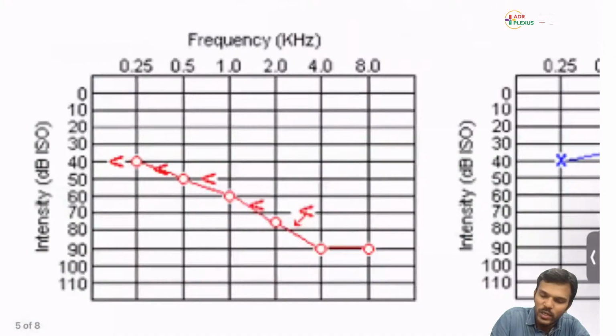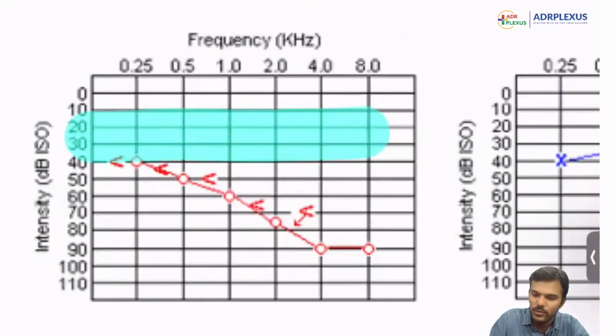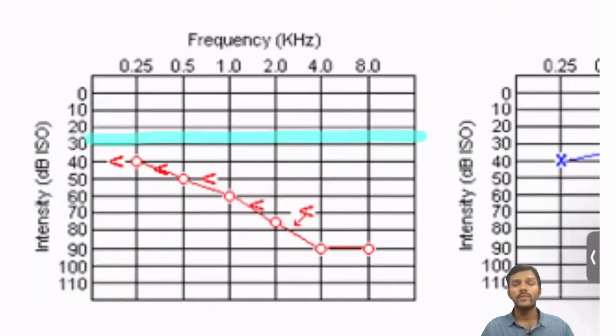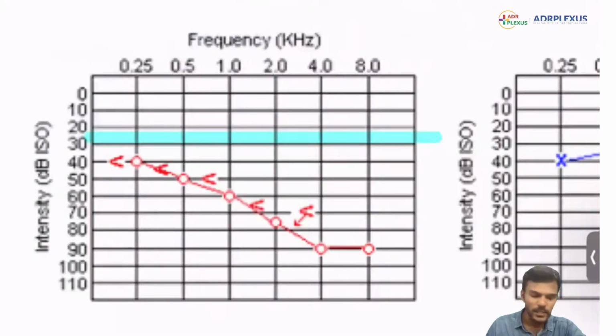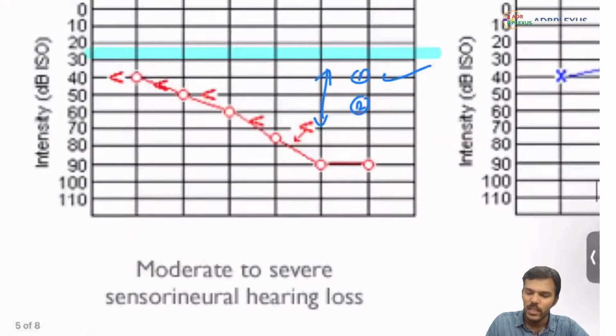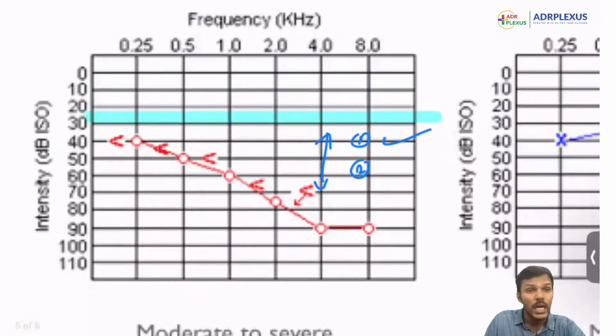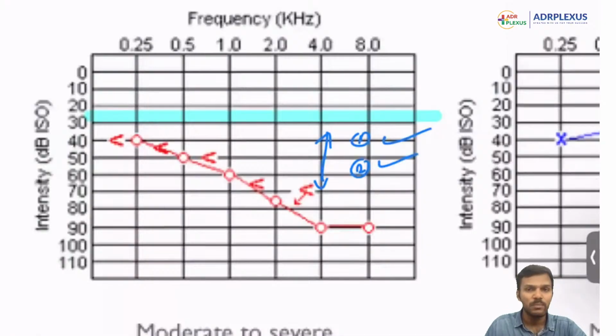Now, let's apply the thumb rules. The thumb rule number 1. This is the 25 decibel range. Here, what you're having, both the curves more than 25 decibel. Hearing loss is present. That confirms thumb rule number 1. Number 2, you are having bone conduction more than 25 decibel. That is again satisfying thumb rule number 2. So you are having sensorineural hearing loss.